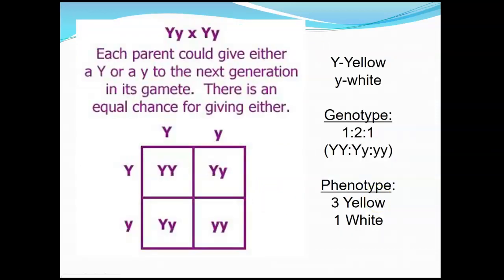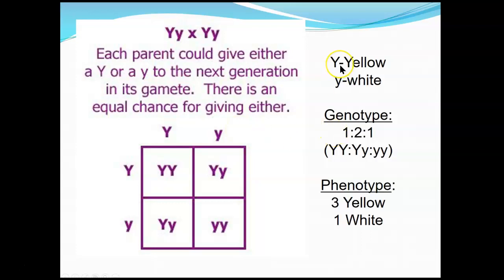Okay, so in any given inheritance or offspring, the parent can give either allele to the next generation. It's not that it gives this one the first time, this one the second time. At any time an offspring comes from this parent, it could give either one of these alleles.